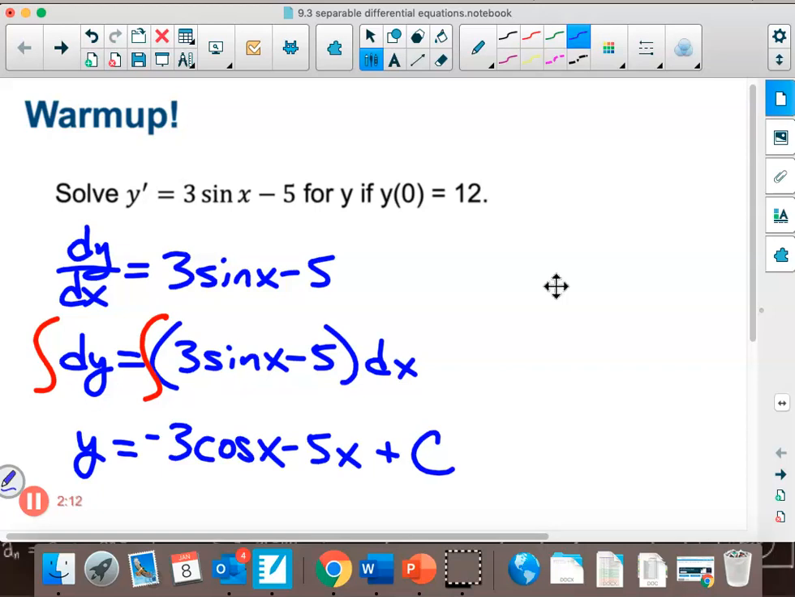Sorry, this could be a really dumb question, but when you anti-differentiate dy, why don't you put plus c on that side? That's not a dumb question. That's a perfectly valid question. And there are dumb questions, I'm not going to say there aren't, because there are. But that's not one of them.